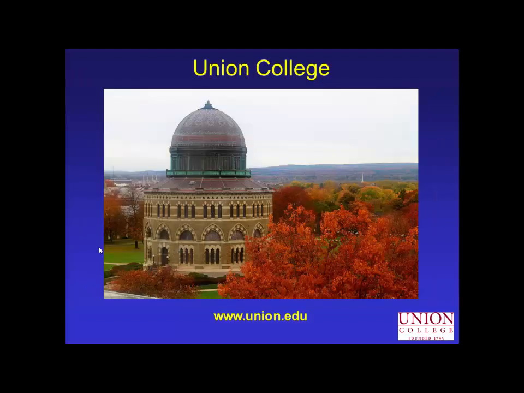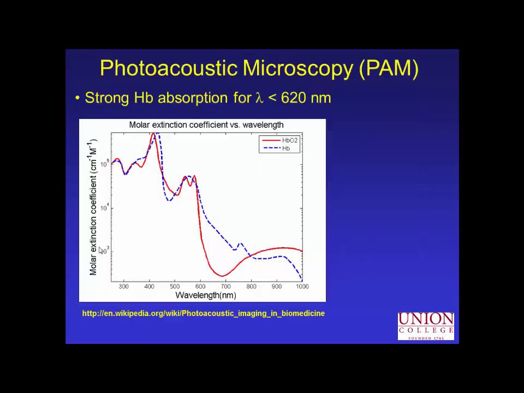So just a little advertising for Union College. Those of you who don't know, we're a small undergrad-only institution in upstate New York, about 2,000 students. And so here's a nice shot of campus in the fall. It's a nice time. Not so much in the winter, but in the fall, it's a very nice time.